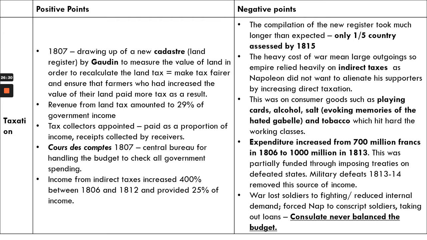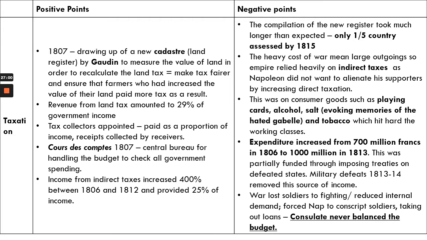And we could say that taxation was much more effective in Napoleonic France at gaining revenue for the government. Indirect taxes increased 400% and were 25% of the income. So we've got much more revenue from land tax and direct taxation, but much more revenue from indirect taxes as well. So there's a lot of positives here. There are a few negatives as well.